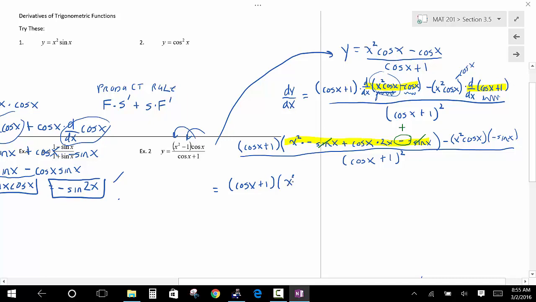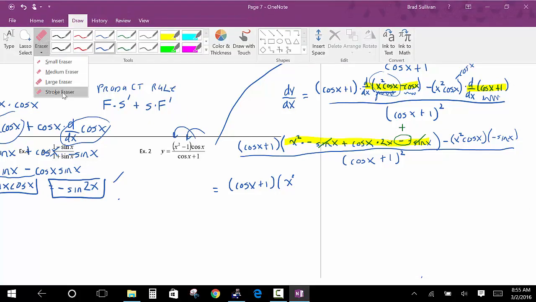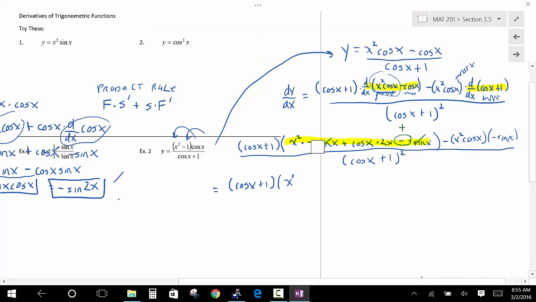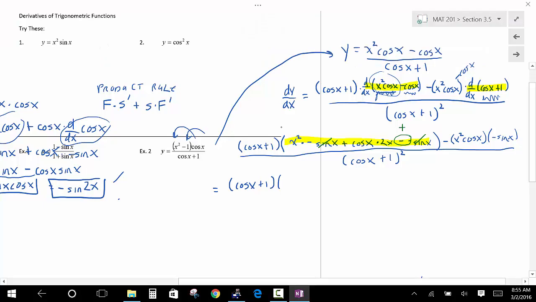Whoa, hold on. You can't do that. What in the world am I thinking? You know why you can't do that? Because that's multiplied right there. I was looking at it the wrong way, so you have to be careful about stuff like that. See, that's addition, but then this is multiplied by that. So let's clean it up. Let's write this piece right here as negative x squared sine x.